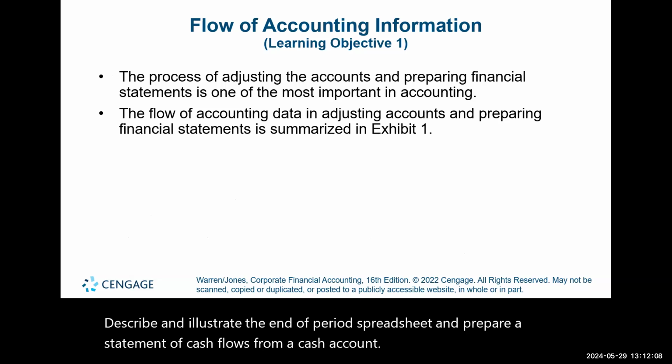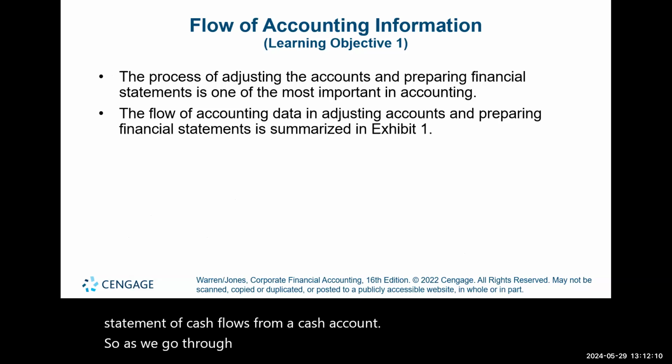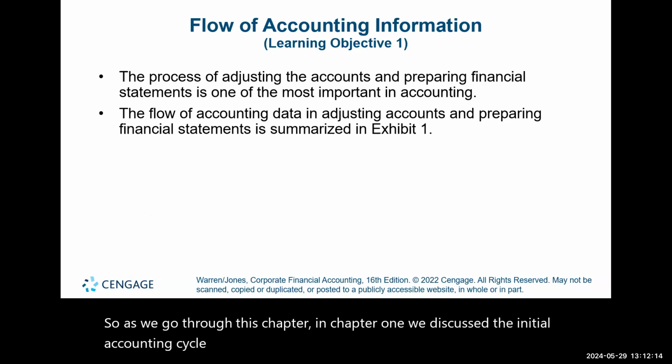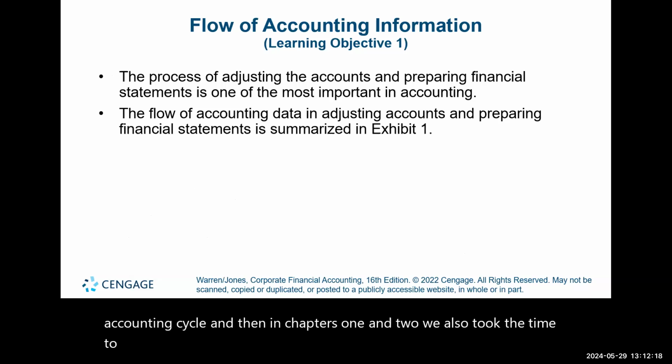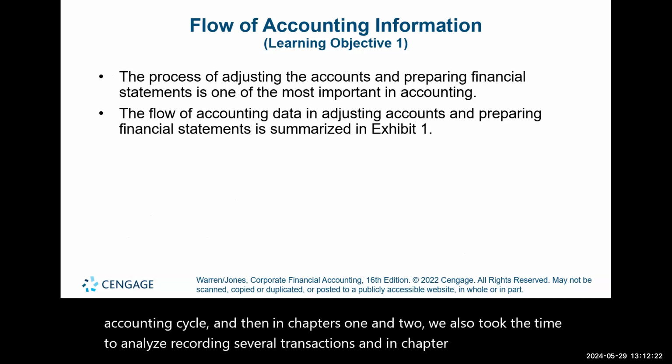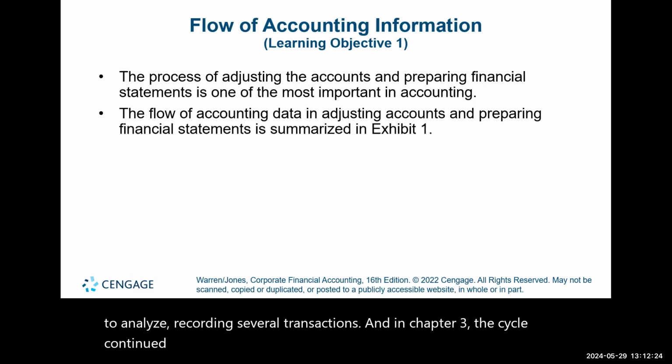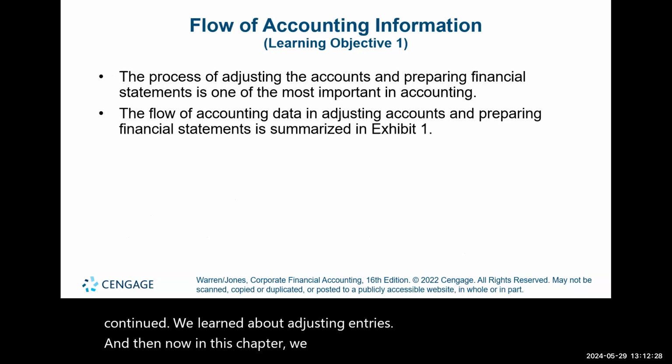So as we go through this chapter, in chapter 1, we discussed the initial accounting cycle. And then in chapters 1 and 2, we also took the time to analyze recording several transactions. And in chapter 3, the cycle continued. We learned about adjusting entries. And now in this chapter, we are essentially going to finalize this accounting cycle.